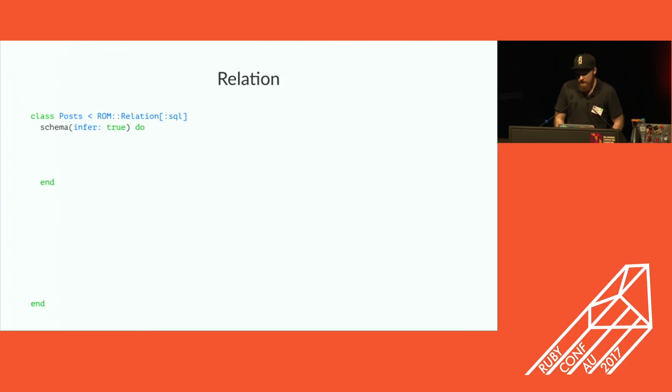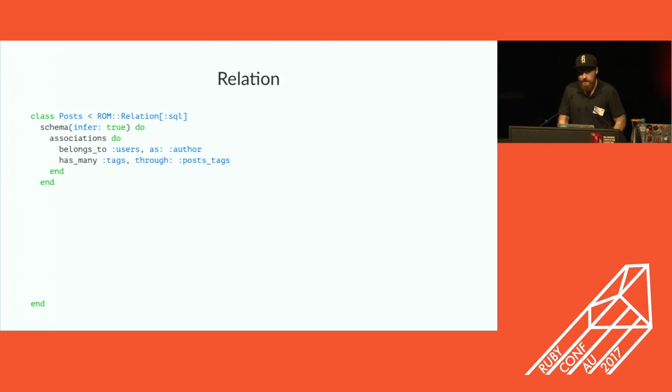Relations have schemas. And schemas define attributes with types and all kinds of information that is specific to a given database. In SQL, this pretty much corresponds to database tables, table columns, right? We can infer these attributes. So here we have infer true, so we don't have to type them manually.